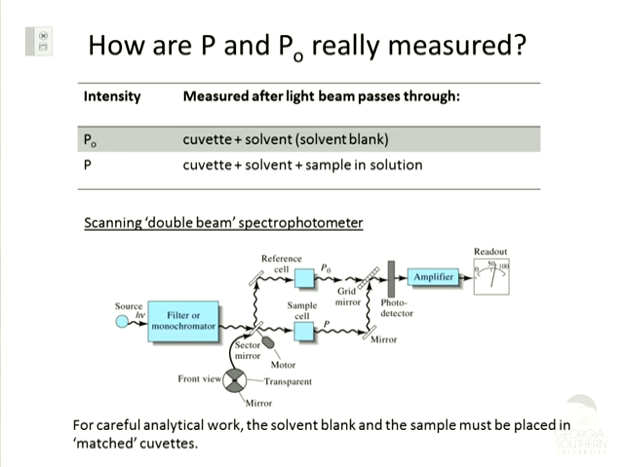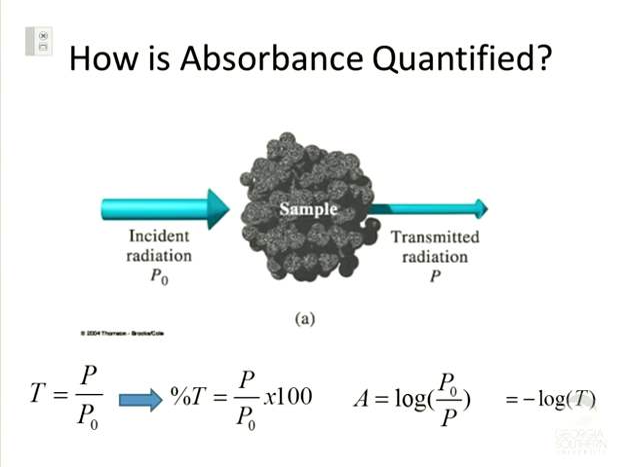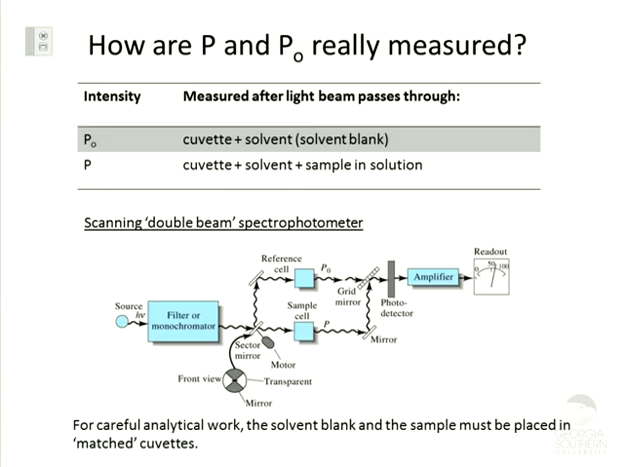Just a quick slide talking about how, in reality, this picture showing P naught before the sample and P after the sample is a little bit misleading. In reality, P and P naught are measured in a way that's better described here. This is more like a schematic diagram of the spectrometer that you used in your laboratory.